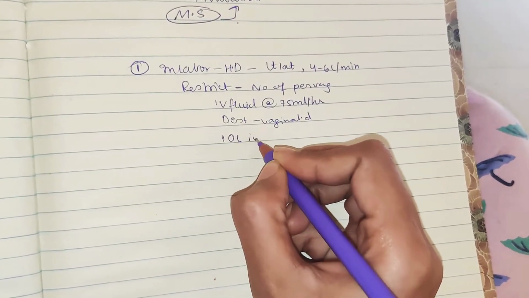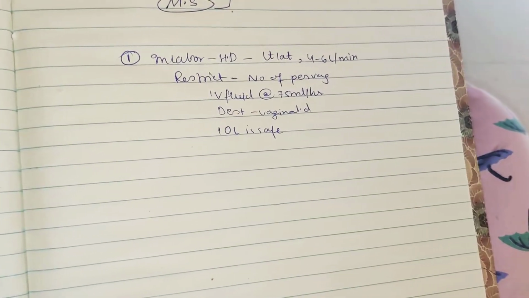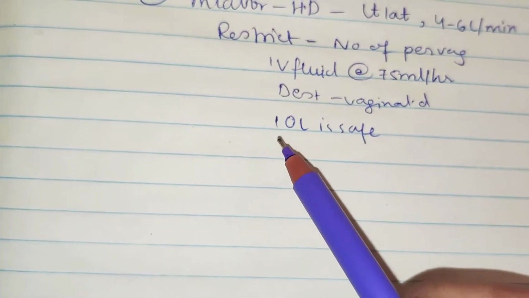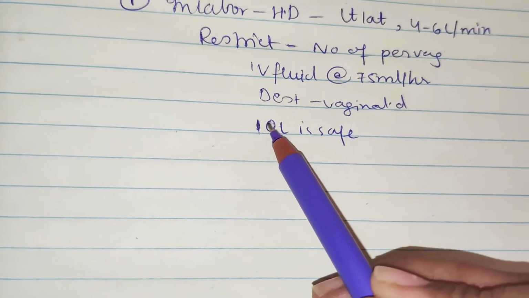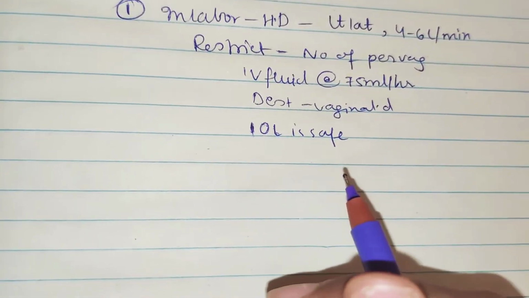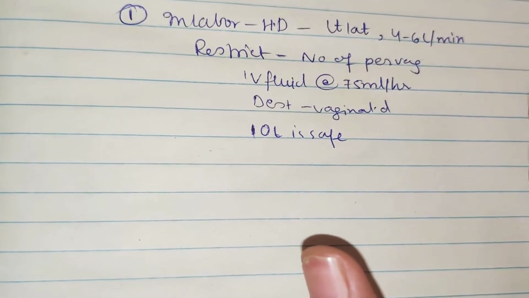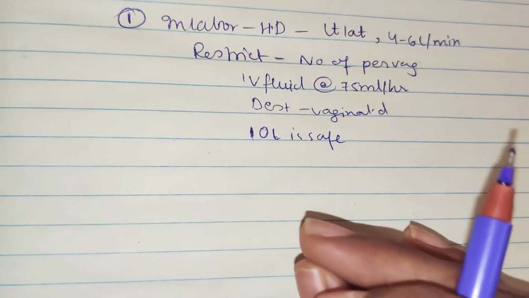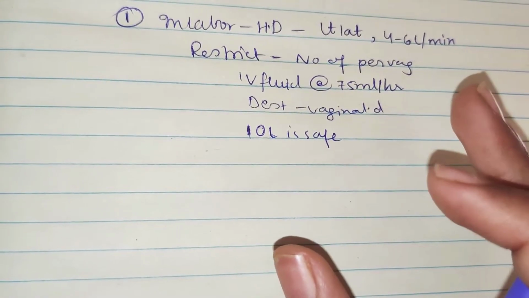And IOL is safe. Here IOL means induction of labor. Induction of labor is also safe. Normal vaginal delivery is safe. Even if you induce the labor, this is also a safe procedure. Spontaneous labor is safe, and even induction of labor is also safe.